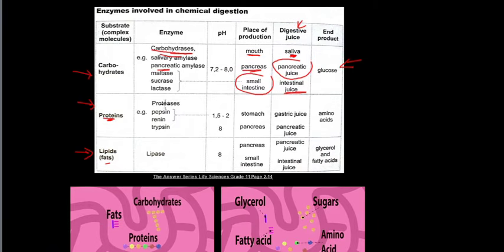Next, proteins: proteases, very easy to remember, close to proteins. You've got pepsin and renin produced in the stomach, and they are part of the gastric juices.